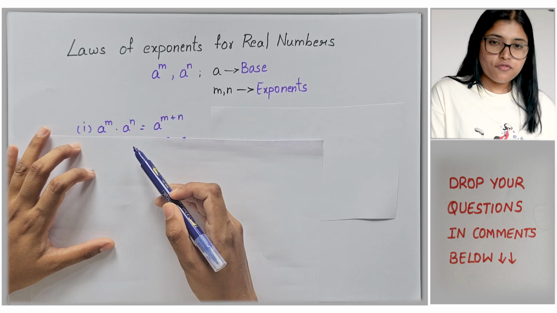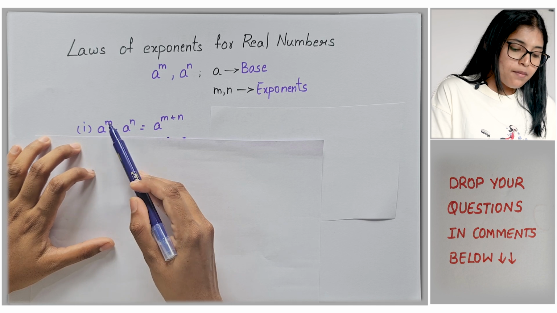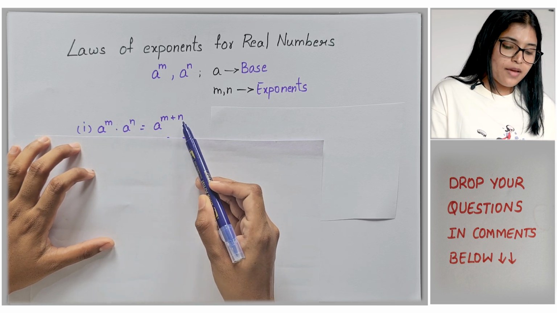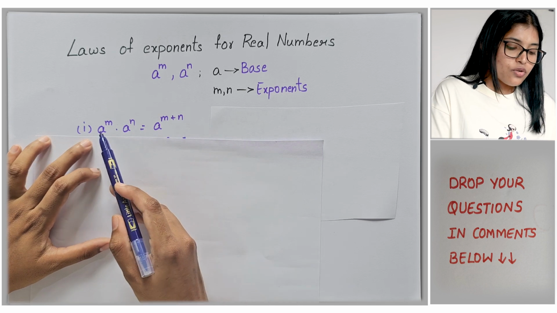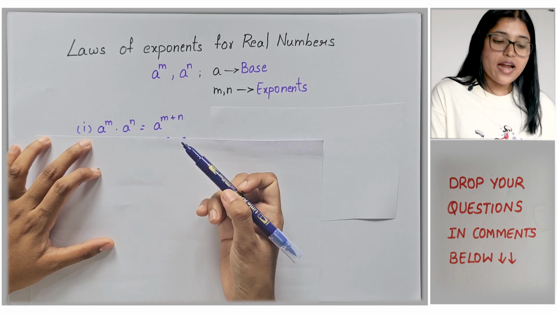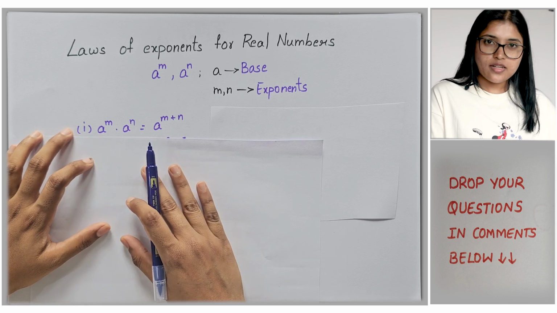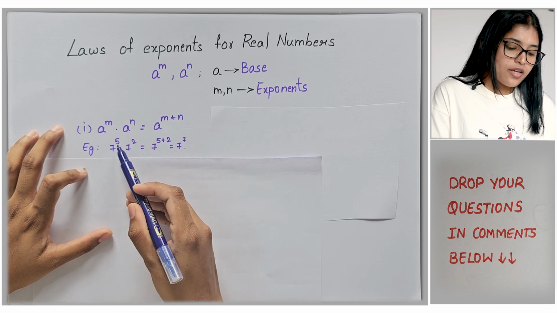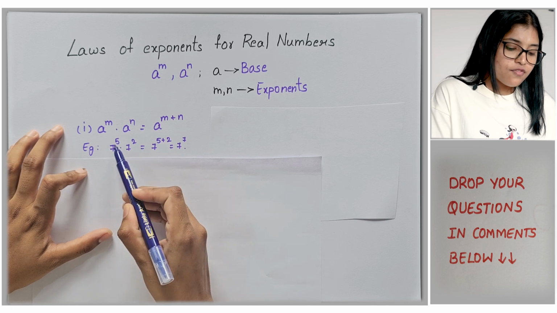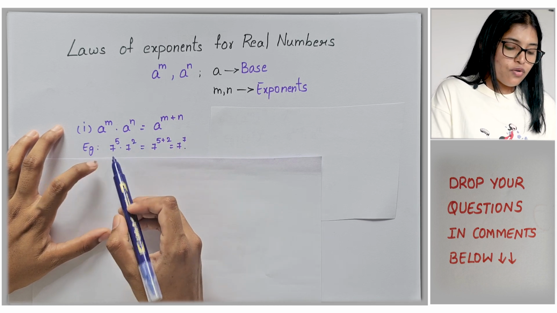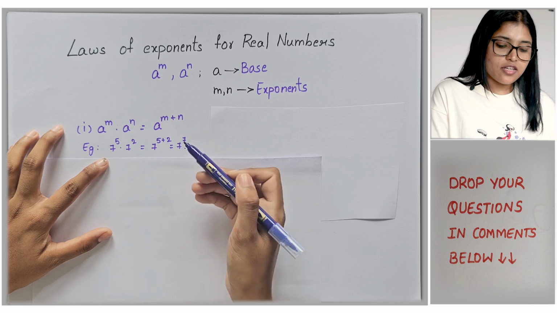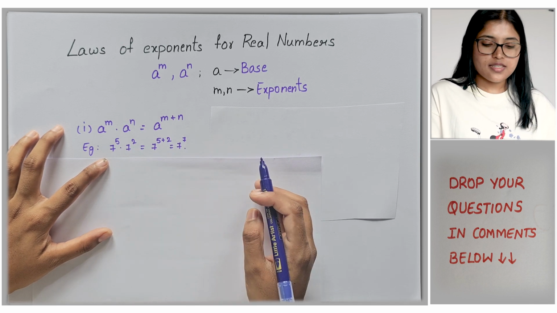The first law of exponents states that if a power m into a power n is given, it can be written as a power m plus n. So here we can see that with the same base and different exponents, we can just add the exponents. Let us take a look at an example. 7 power 5 into 7 power 2 we can write as 7 power 5 plus 2. So when the base is the same and it's multiplication, you have to add the exponents. We get 7 power 7.